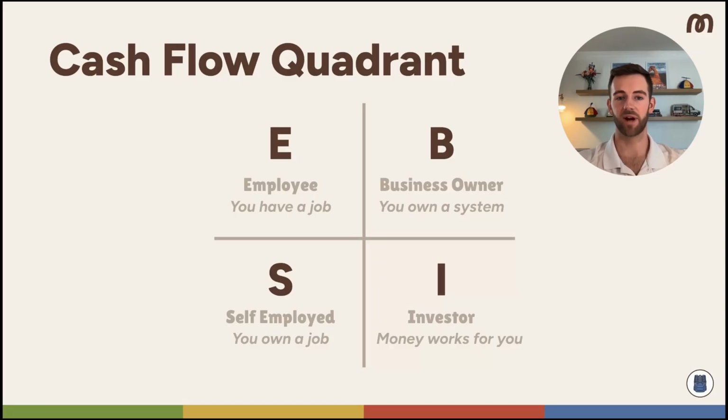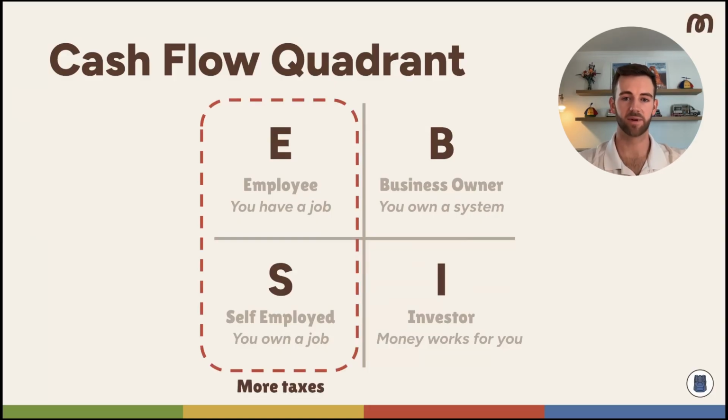And then in the bottom right, the I quadrant is for investors, where your capital works for you and your money generates more money. So every cash flowing investment that you do goes in this quadrant. In general, the left side is more active and the right side is passive. But it's also really important to tell you that the left-hand side is where you're paying the most in taxes. W-2 income and self-employment income are typically taxed at ordinary income rates at the highest tax bracket that you reach.